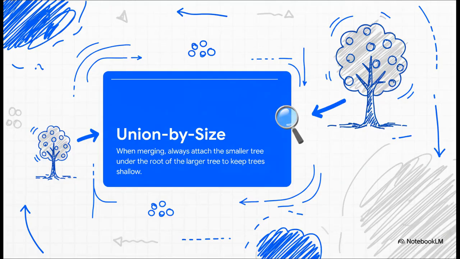This is union by size, and it's just a simple rule for our union operation. When you're merging 2 trees, don't just do it randomly. Always check which tree is bigger, which one has more nodes, and then make the smaller tree's root point to the bigger tree's root. It's just common sense, right? And it helps keep our trees short and bushy.